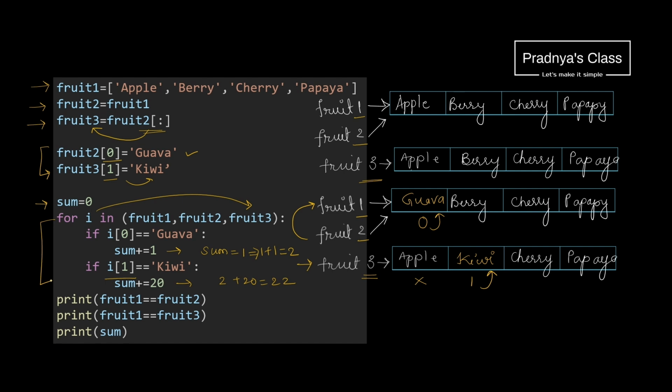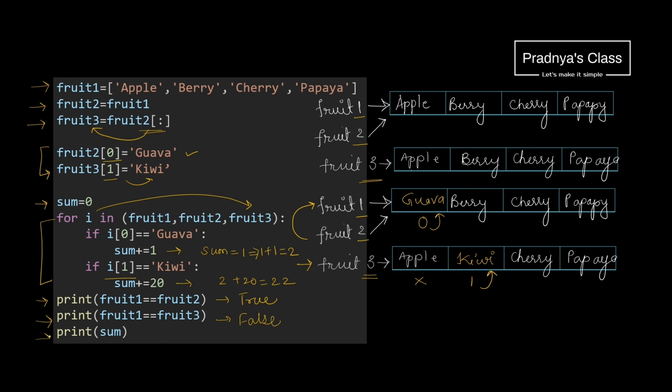In this way, the for loop got over. Let's proceed to the next statement. We need to compare the fruit1 and fruit2 lists. We already understood that they are the same. So what will we get? We will get true. With the next print statement, we are checking 1 and 3. We know that 1 and 3 are not the same. That's why we will get false.